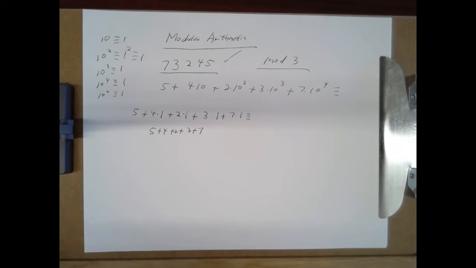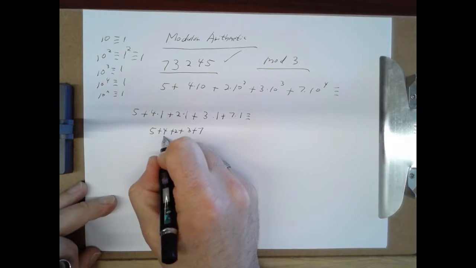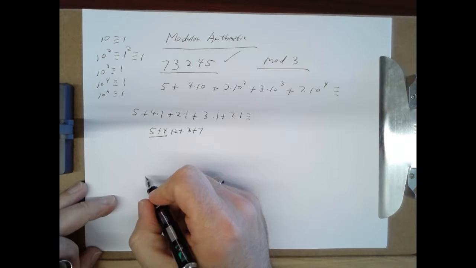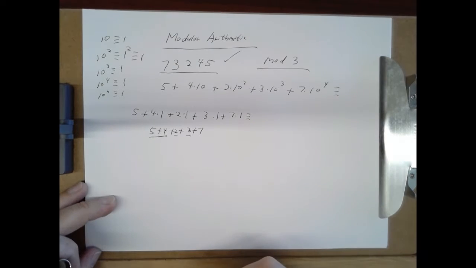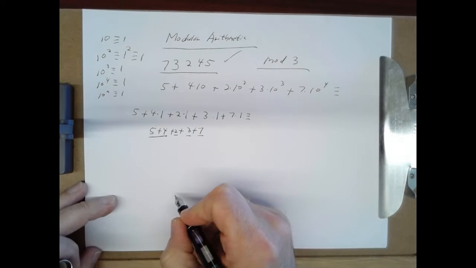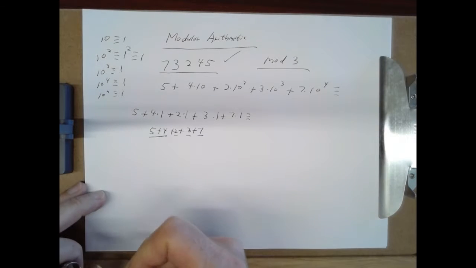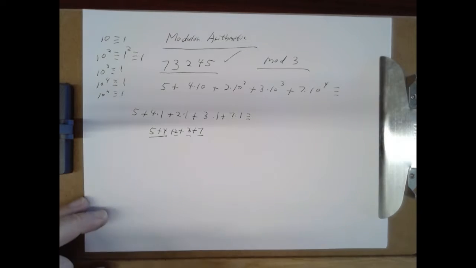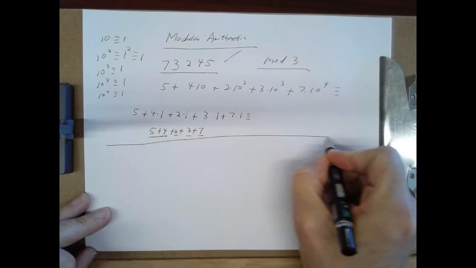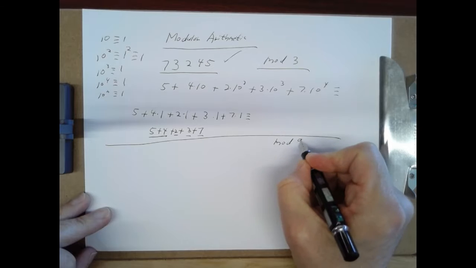And if you don't like adding big numbers, 5 plus 4 is 9. Well, that's divisible by 3, so I'll just call that 0. 2 plus 3 is 5. That's 2 more than a multiple of 3, so I'll call that 2. 2 plus 7 is 9. 9 is divisible by 3. So I never even have to add anything more than some one-digit numbers, even if I had 15 digits in my number. So you can do this in your head pretty quickly and tell whether or not a number is divisible by 3. Now what if we were to work modulo 9?